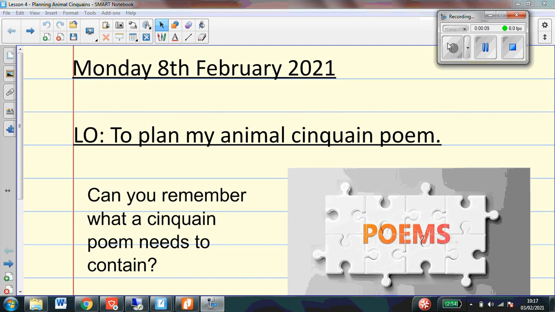So, in your exercise books, can you please write for me the date and the LO, which is today, to plan an animal cinquain poem. After that, can you please see what you can remember about cinquain poems and what they need to include? We've all had a lovely, relaxing weekend, I hope, so you may have forgotten over the weekend what a cinquain poem includes. Perhaps you could have a look back through your notes in your English book and see if you can remind yourself. Okay, pause the video here for me and write the date and LO.